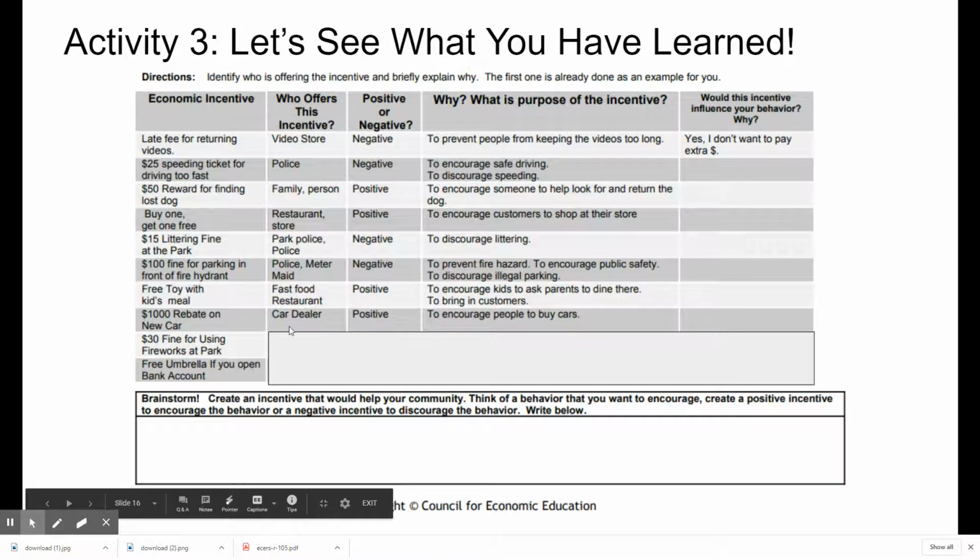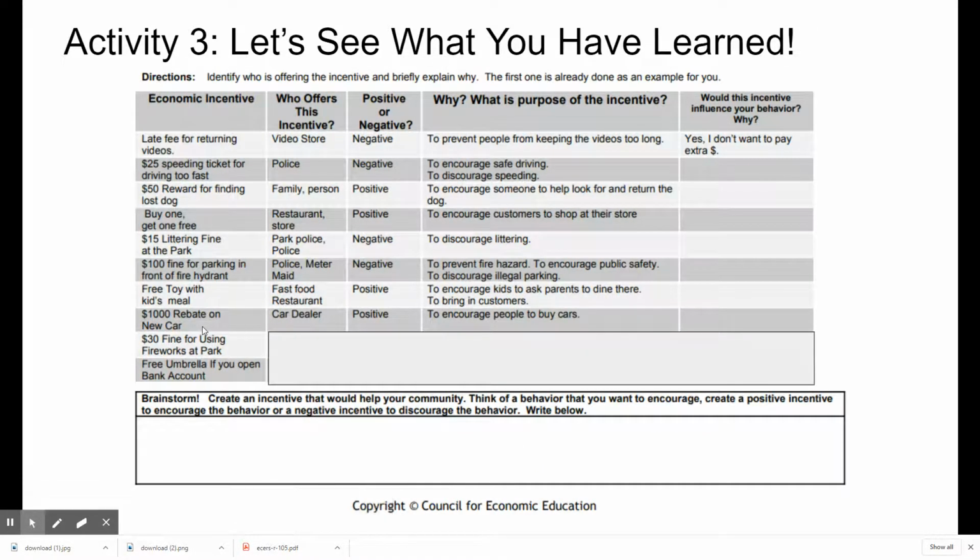A car dealer is correct. A car dealer is someone who sells cars, who's going to give you the $1,000 rebate. A rebate is like a return. They're going to return that money to you. It is a positive incentive because most people like getting $1,000 returned to them. And the reason they do it is to encourage people to buy cars. And I would probably be influenced by this incentive because I like getting $1,000.